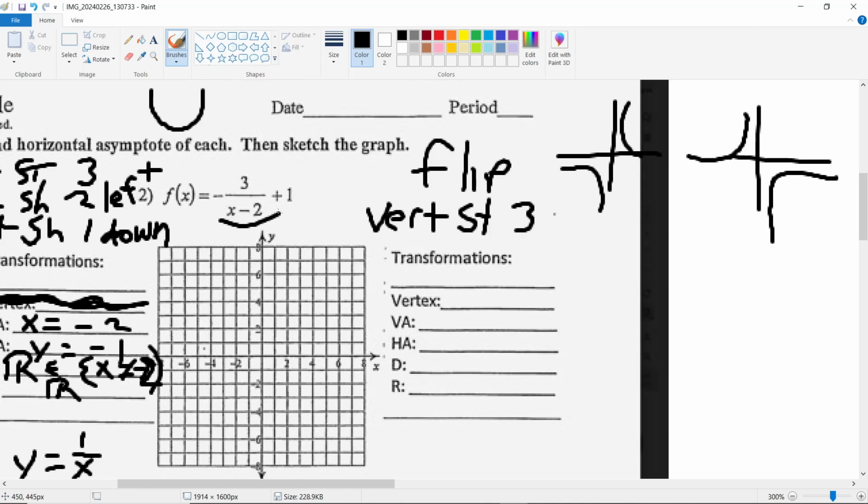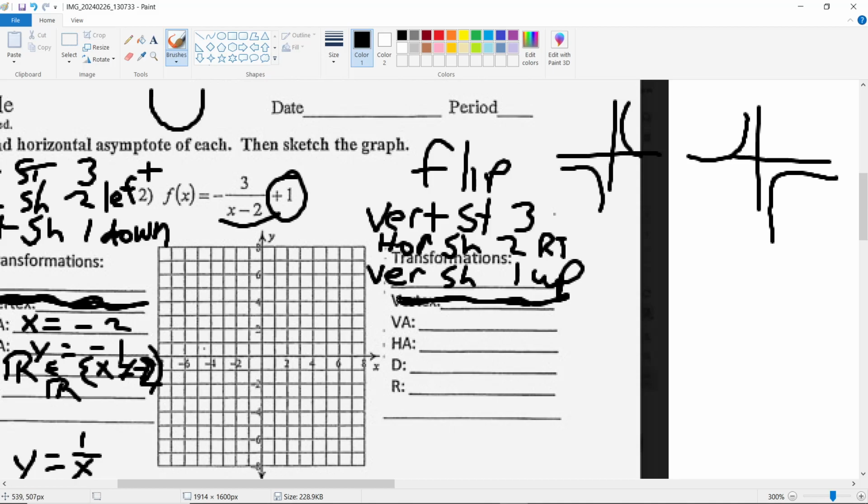Because it's x minus 2, it's a horizontal shift of 2 right. And because it's plus 1, it's a vertical shift of 1 up. Vertex, never heard of it.